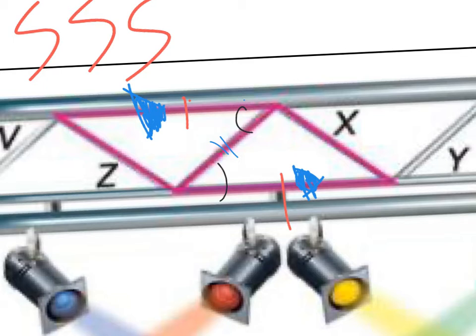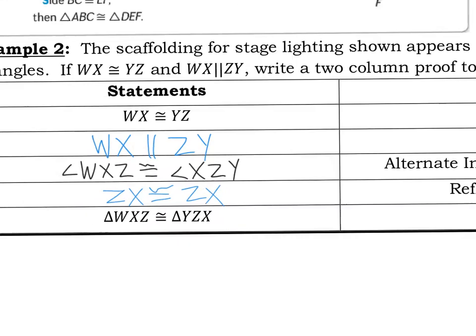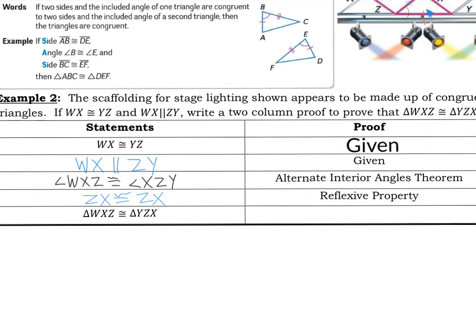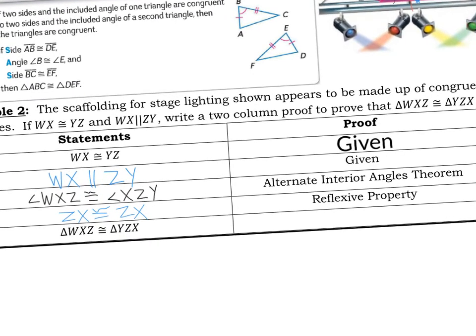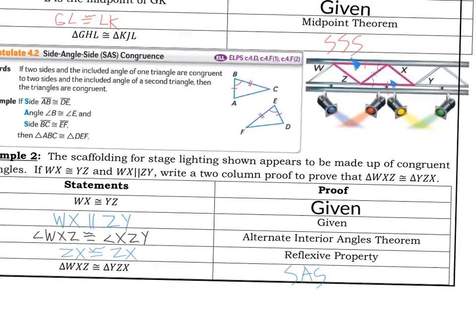So how do we know that? Well, what side is this? This is ZX, and then what side is it on the other triangle? ZX. That's your reflexive property of congruency. And remember, you could have also said XZ is congruent to XZ. The order doesn't really matter. But yeah, there you see that for the proof it says reflexive property. So we just used the side angle side congruency to prove that these two triangles are congruent. So this last proof line, I'm going to write side angle side. So that's going to be it for example 2.